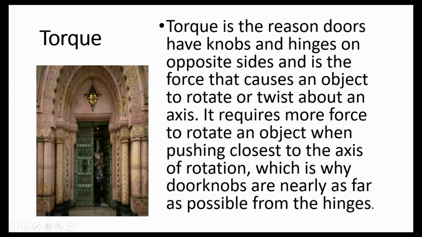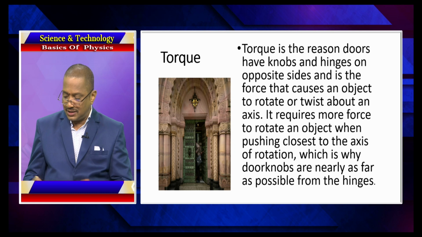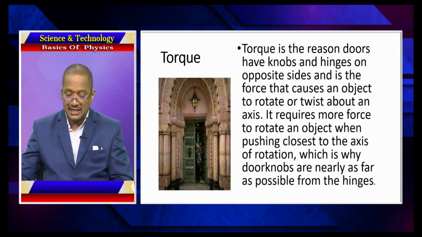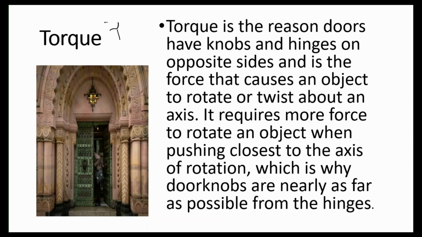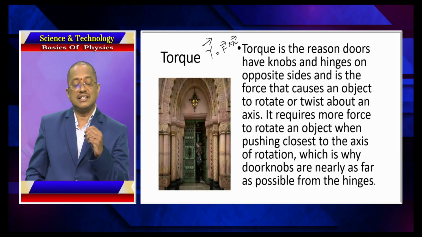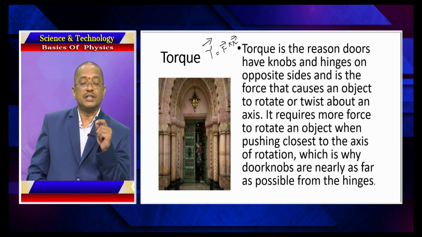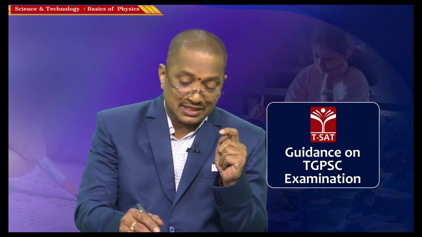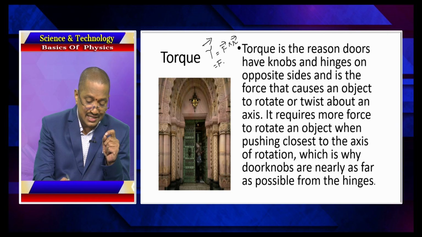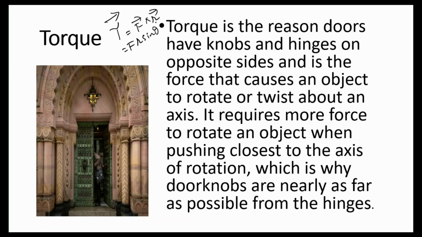Now if you see, when you open the door, the torque, we simply call it tau. Tau is a vector. This is called F bar cross R bar. It's a vector product. There are two kinds of products, a vector product and a scalar product. So here it is F R sin theta. F R sin theta means torque is a vector.